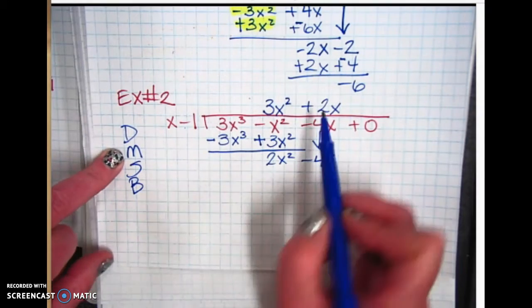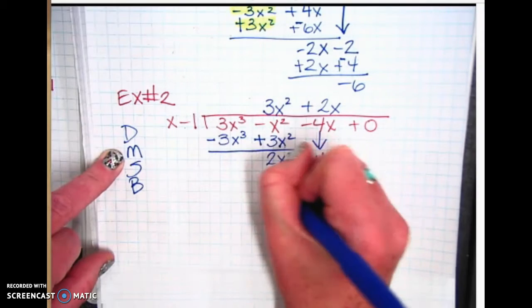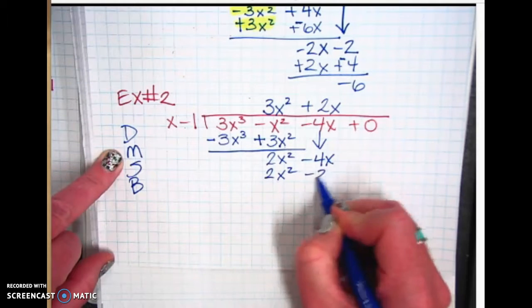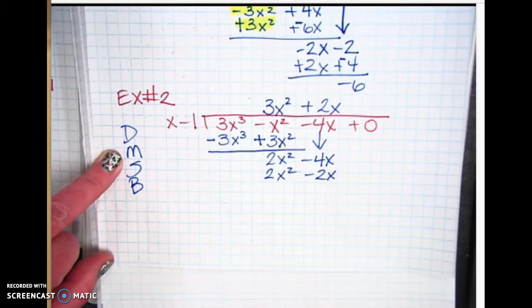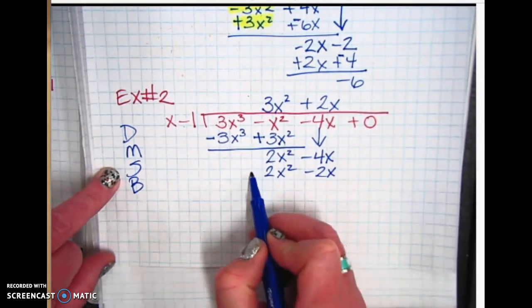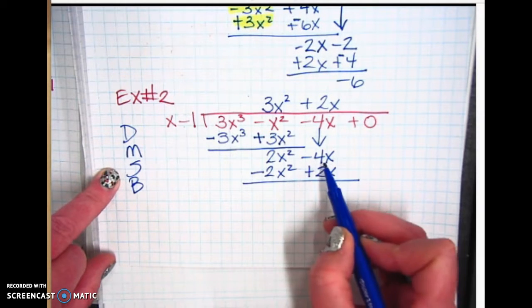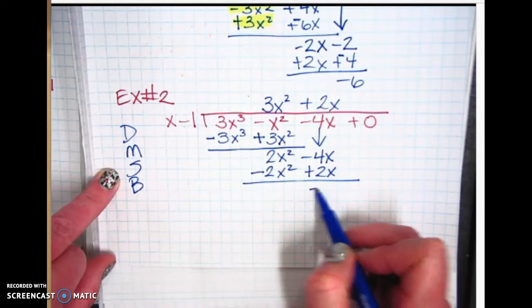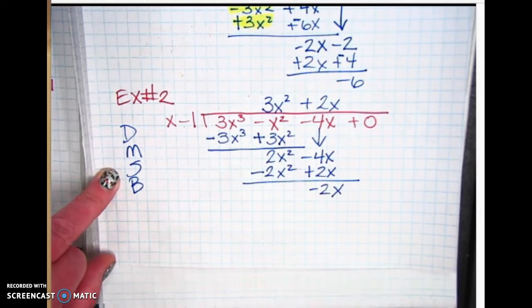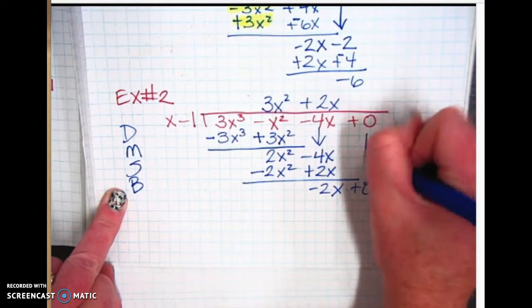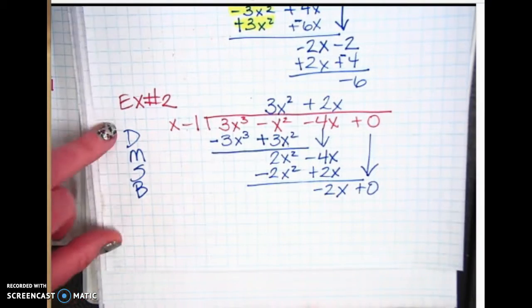Now we're going to multiply. 2x times x is 2x squared. And 2x times negative 1 is negative 2x. Now we subtract, so this is minus, this is plus. Opposites and they cancel. Negative 4x plus 2x is negative 2x. Bring down a 0. Go back up to the top to divide.